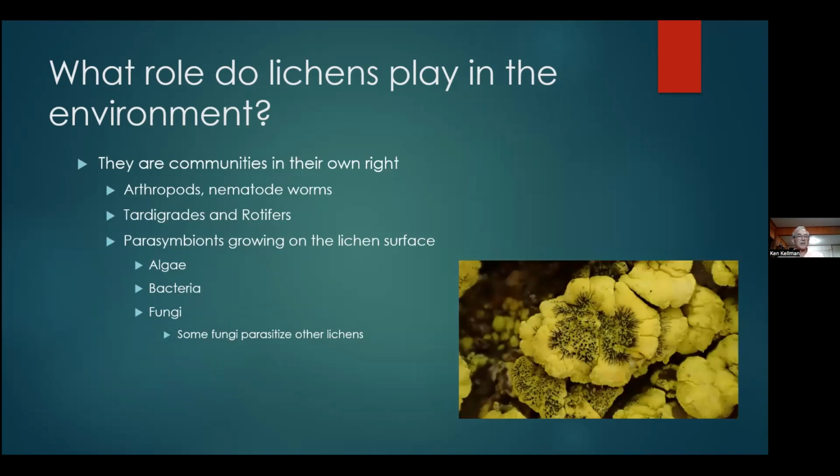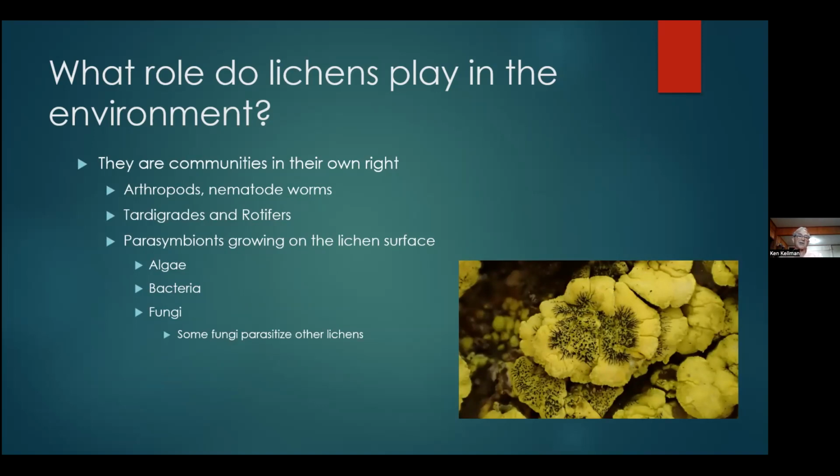Well, lichens are, as we discussed earlier, communities in their own right. And not just the things growing on their surface are involved with lichens, but arthropods, nematode worms, tardigrades and rotifers, all tiny little critters, are living amongst the lichens. I never look at a lichen under a microscope after I've collected it without seeing something walking around.